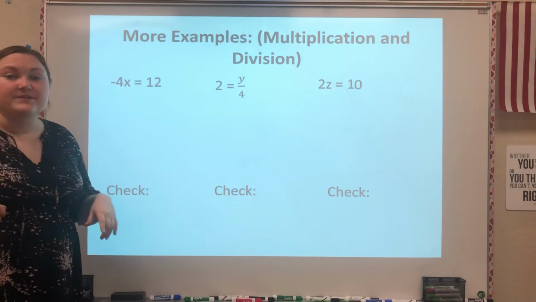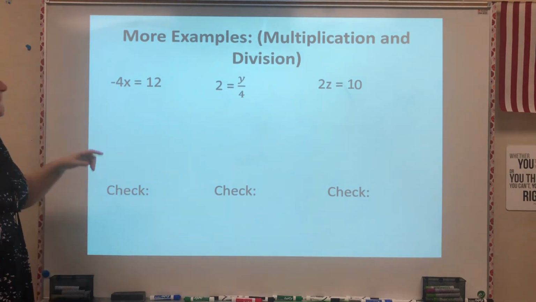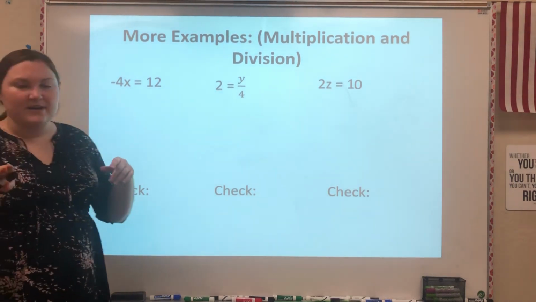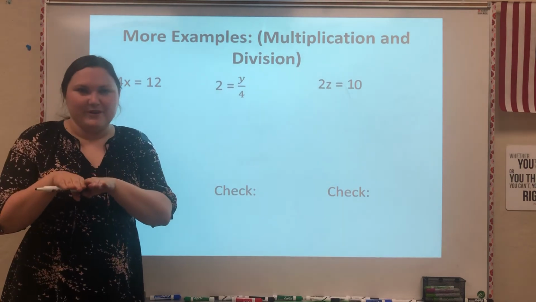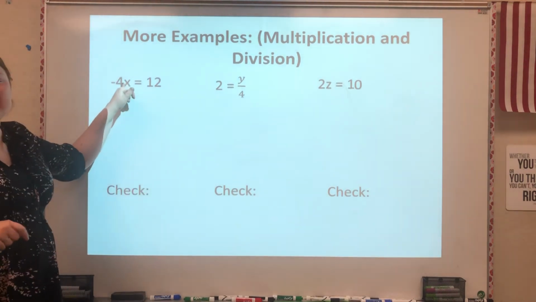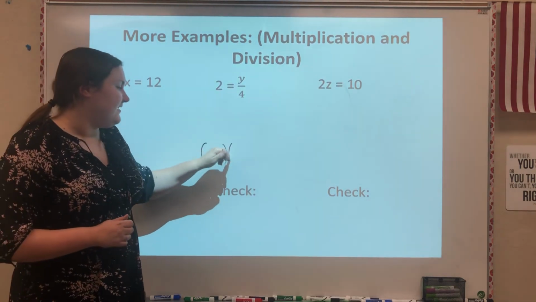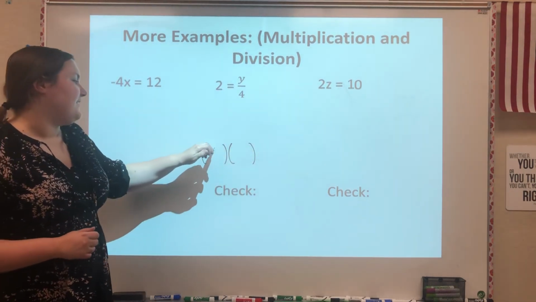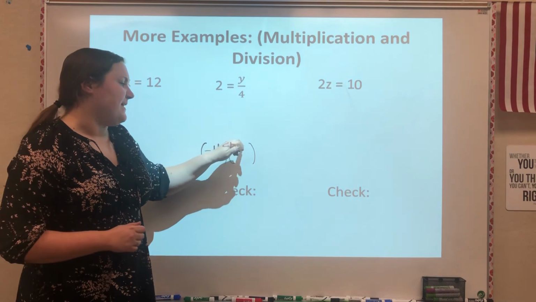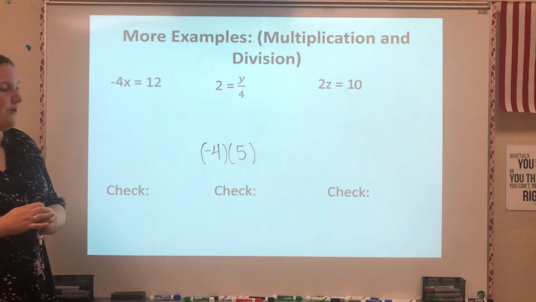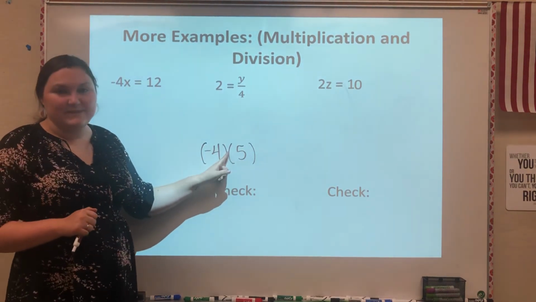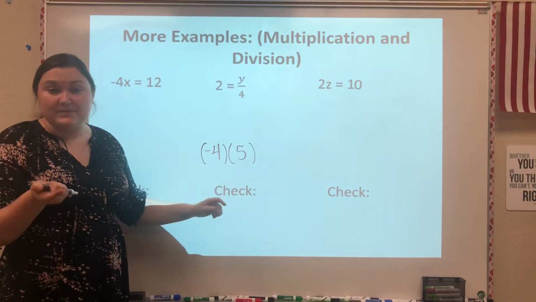Remember, variables are numbers. So I want you to think back to where we've seen a number right next to a number before. Nothing in between, no signs, nothing. We've seen that before with the parentheses. Something like, I'm going to make up a number, something like this. When there's no sign between two numbers, I meant multiplication.